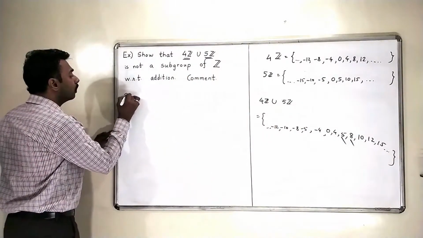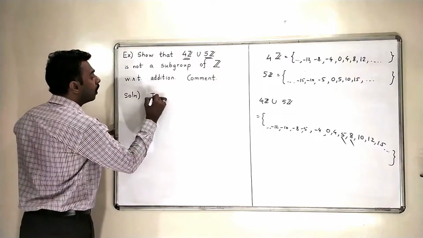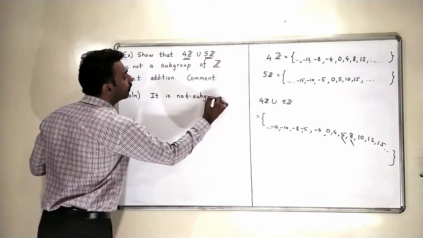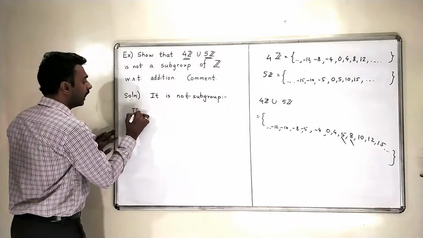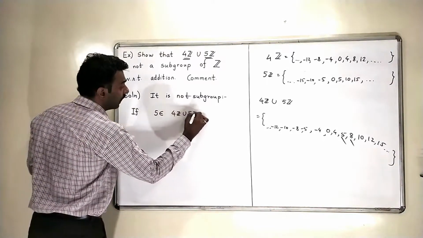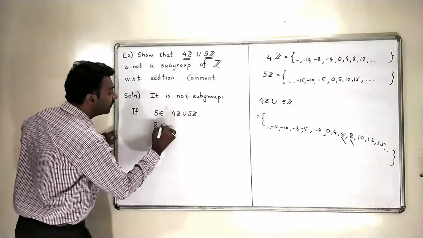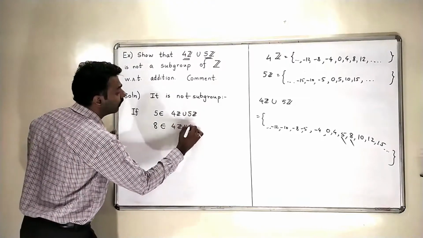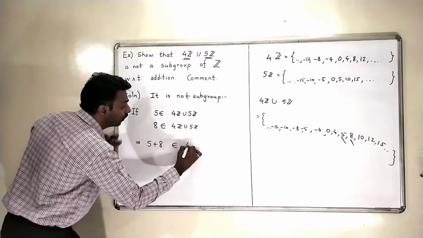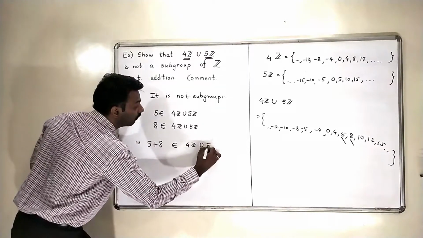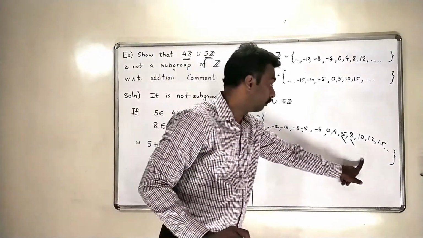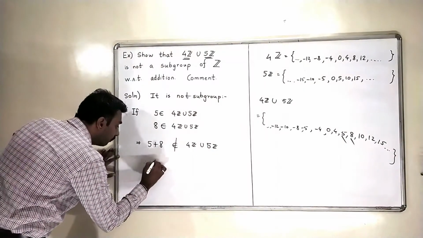So what will I do in the solution? I will say it is not a subgroup because, if I take an element 5 in the set 4Z union 5Z, and take some other element, suppose 8, which is also in 4Z union 5Z, then does 5 plus 8 belong to the set? Yes or no? The answer is no. 5 plus 8, which is 13, does not belong to the set, because 13 is not there in the set 4Z union 5Z. So this means the closure fails.